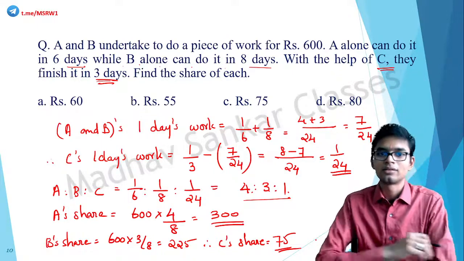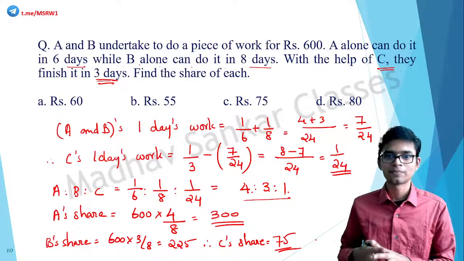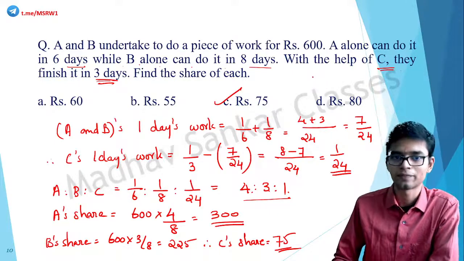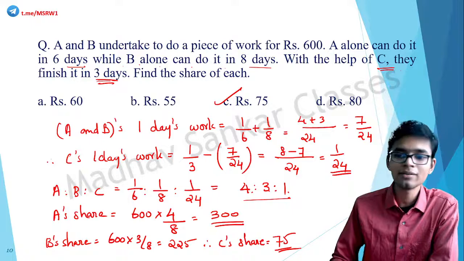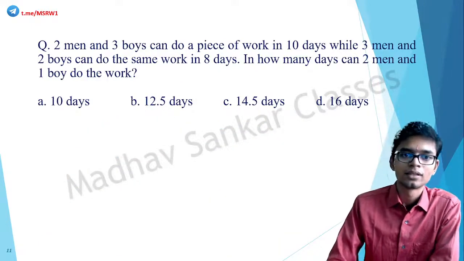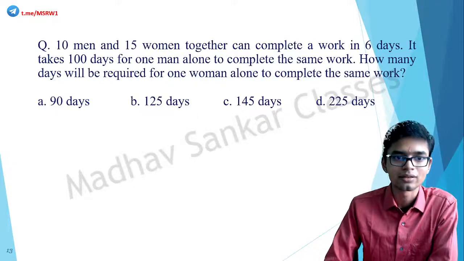Understood? Did you understand how to do this question? I hope so. So the correct answer here is option C, rupees 75. If you need me to explain again, let me know. Moving on. Okay, we have only 2 more questions, I think. Okay, 3 questions remaining.